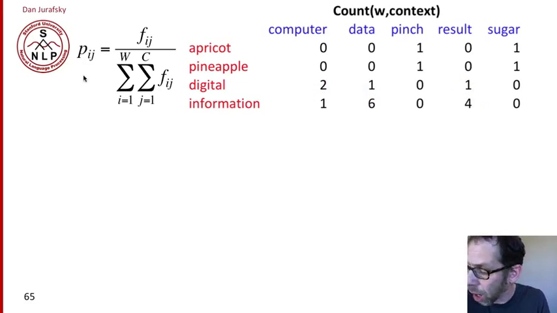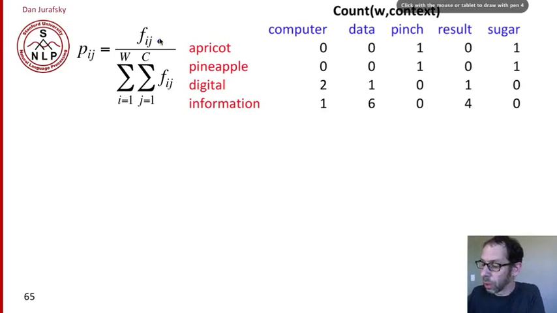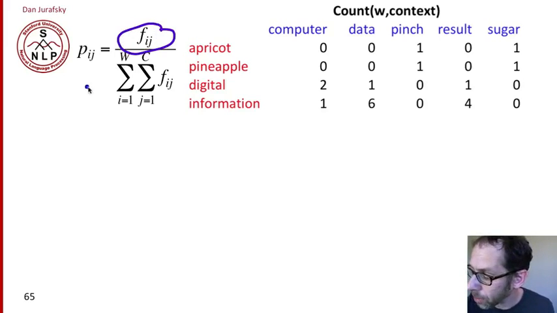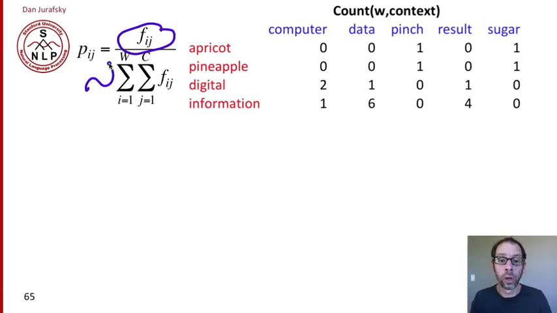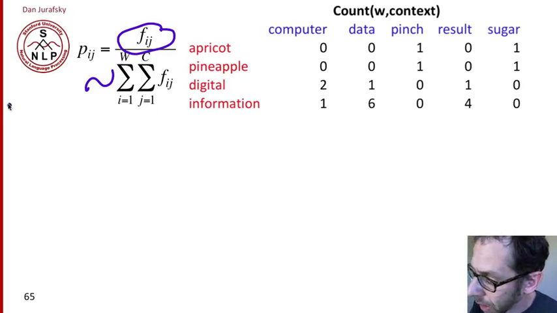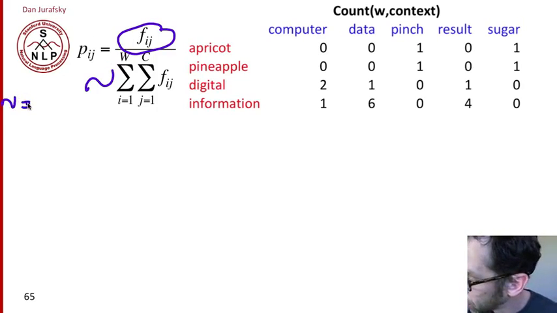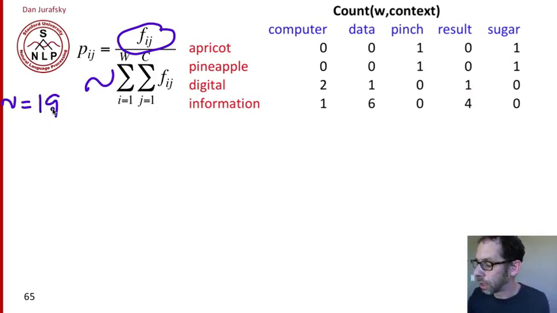And again, the joint probability of a word and a context is the frequency with which the word occurs in the context normalized by the total N, the sum over all counts for all words in all contexts. Let's first compute N. N is the sum of all these things: 2, 3, 4, 10, 11, 12, 13, 14, 15, 19. So N is 19. Our denominators are going to be 19 for all of our various probabilities.